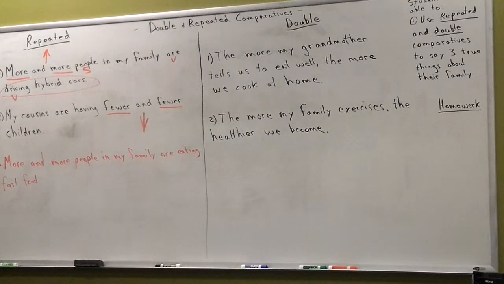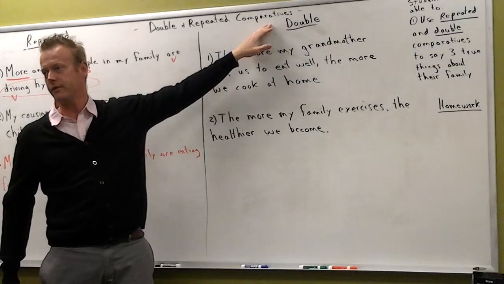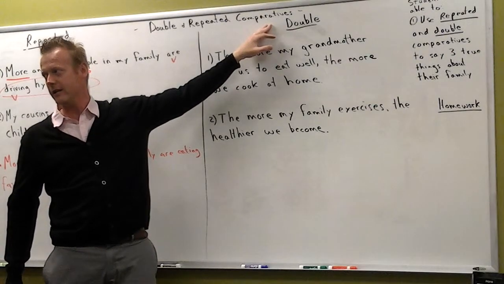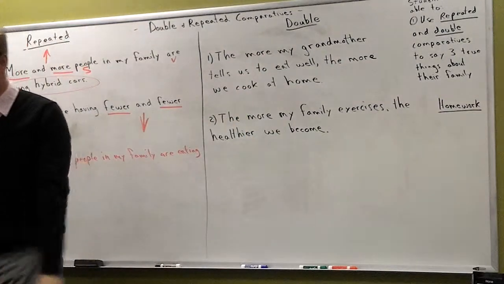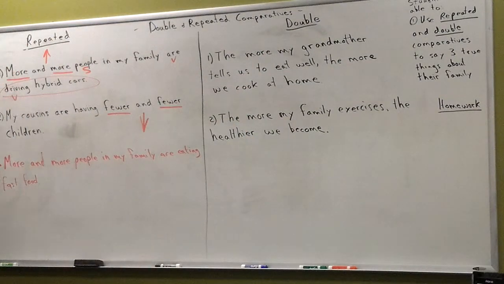More and more. And they're together. Okay. So repeated, and they always show what? Increase, something going up, or decrease. And it all depends on which ones you use. Fewer and fewer, less and less, more and more, greater and greater. You okay? Remember, these are comparatives. To make a comparative, you either add an er onto a short word, right? Or you add a more onto a long word. Okay?